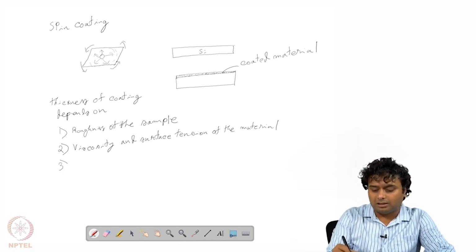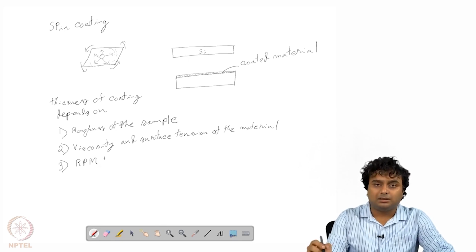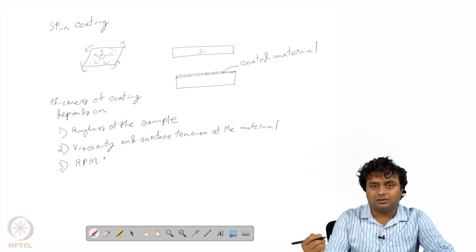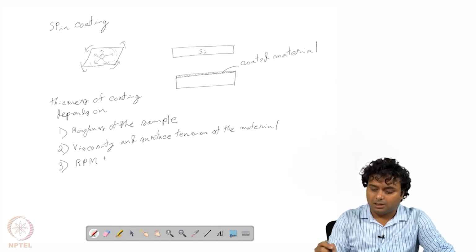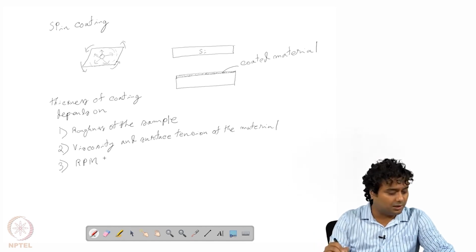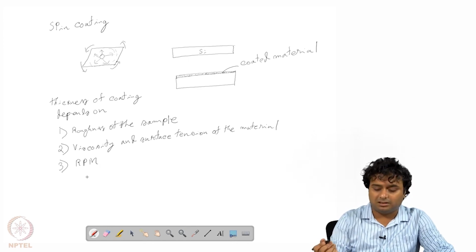Then definitely another important parameter is RPM, that is rotations per minute. What is your speed? As you increase the speed, the liquid should spread more and the thickness should be lesser, but this has a limitation, it is not linear. That can be discussed in some other course. For our purpose, what we should know is that if you increase the RPM, the thickness will decrease.